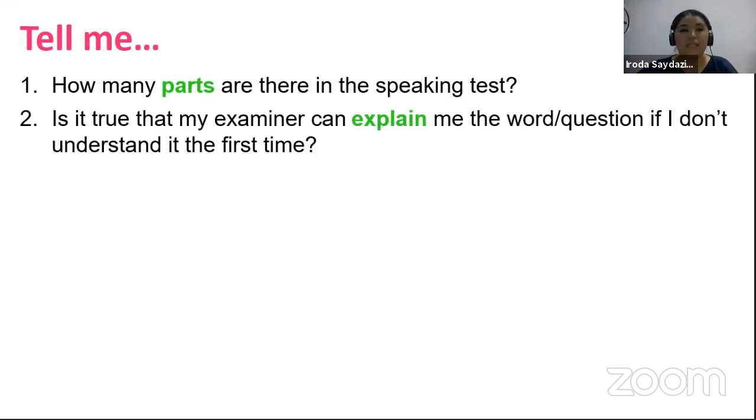My second question, tell me please, is it true that my examiner can explain the word or maybe the question if I don't understand it the first time? What do you think? Okay, so Dilnoza and Asalbanu suggested, yes, the examiner can do it. Others are like, no, maybe not. In part 3, Jahongir, yes, you got it right, actually.